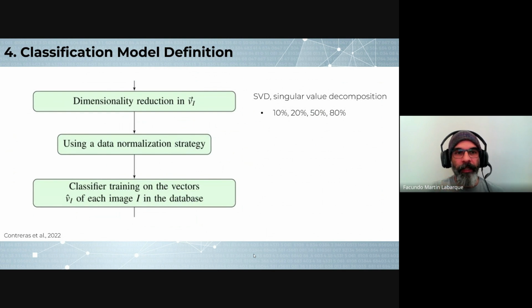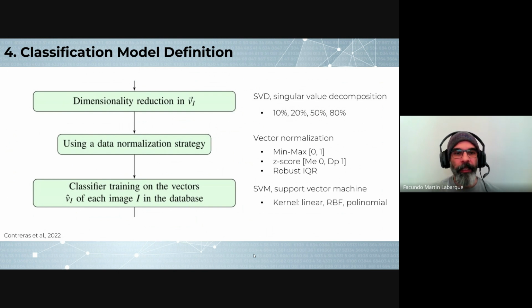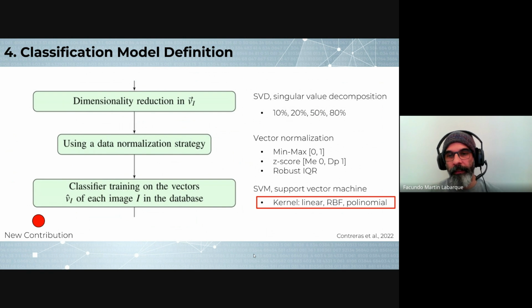And for that, we applied a dimensionality reduction using singular value decomposition, from a matrix of 10% to a matrix of 80% of the entire dataset. Also, we applied data normalization, vector normalization using min-max, z-score, and robust normalization. And finally, we trained our classifier using support vector machine, using different types of kernels like linear, RBF, or polynomial. As we did in other cases, we also applied new contributions in this part of the framework, utilizing several kinds of kernels, whereas in contrast, they only used a linear kernel for the analysis.